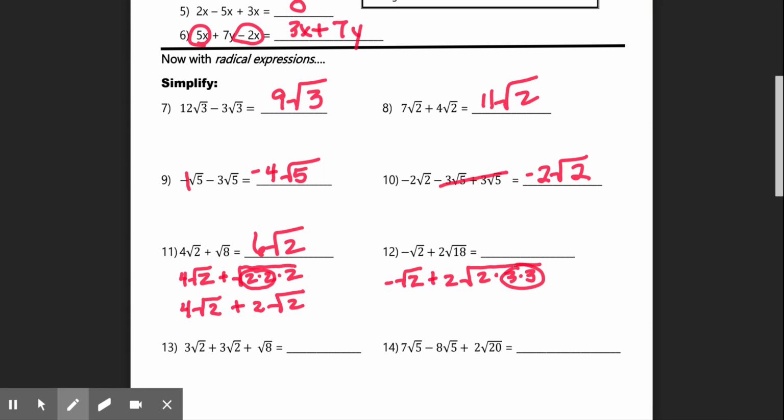So this pair will come out. Okay, so we're going to have a negative square root of 2 plus, if I pull a 3 out, I'm then going to multiply it by that 2. So that'll give me 6 square roots of 2. So this is understood to be a negative 1 square root of 2 plus 6 square roots of 2 is 5 square roots of 2.